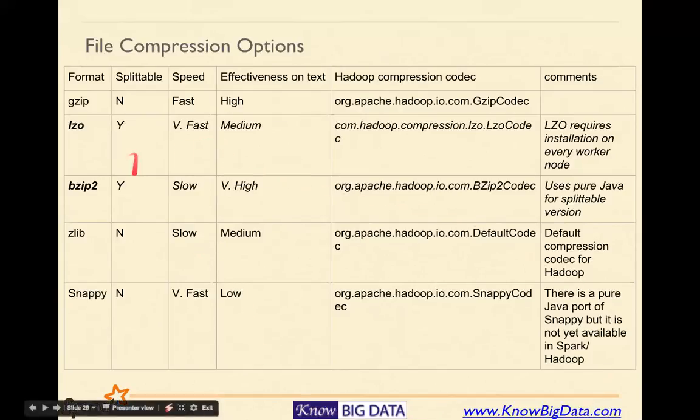The only splittable formats are LZO and bzip2. Next is speed, compression or decompression speed. Out of these, bzip2 and gzip are slow, while Snappy and LZO are fast. The third one is effectiveness on text. There are quite a few text files when we process, and the compression which compresses text most effectively is bzip2. The outcome will be a really small file.